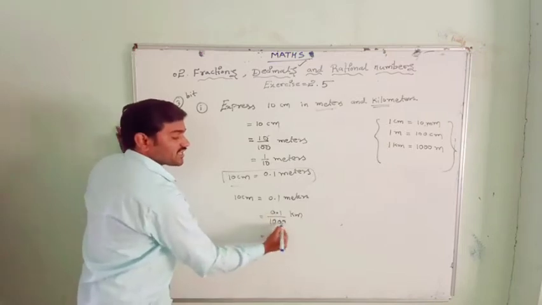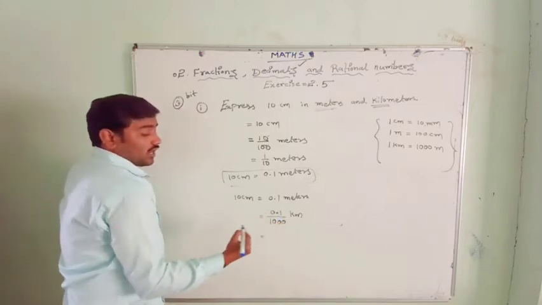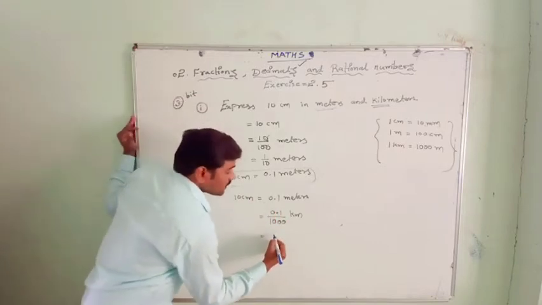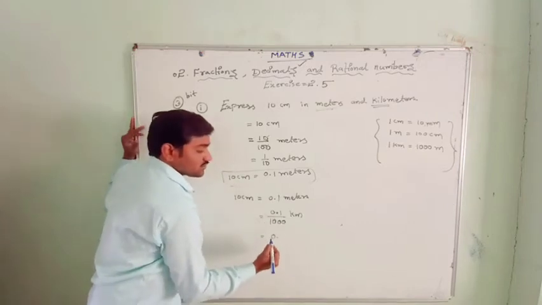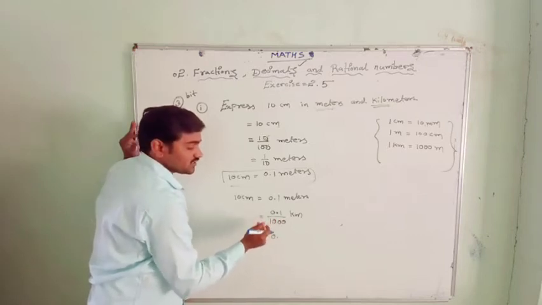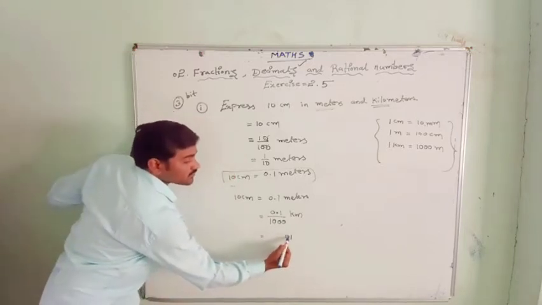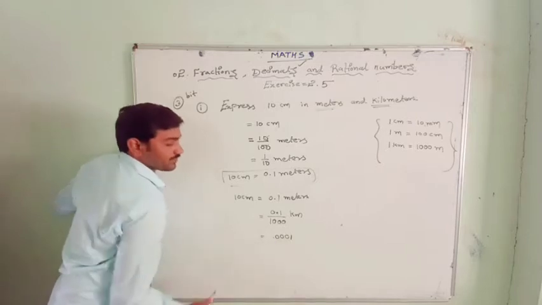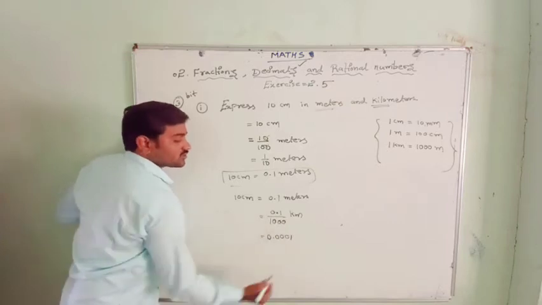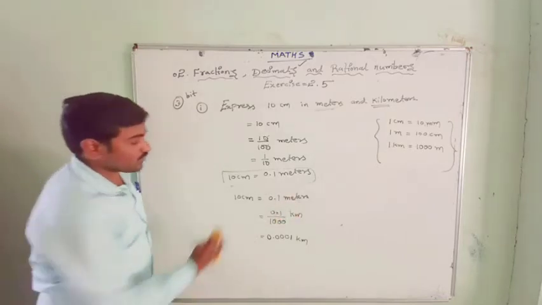Now see how many zeros are in the denominator: 3 zeros. So we have to see how many decimal places there will be. Here 0.1 is there already. After 3 places we have to keep zeros, and already there is a 1 here. So 0.0001 kilometer.